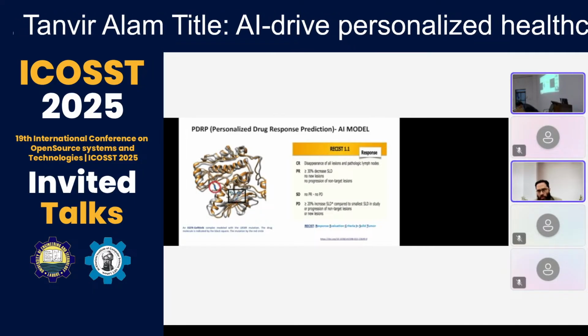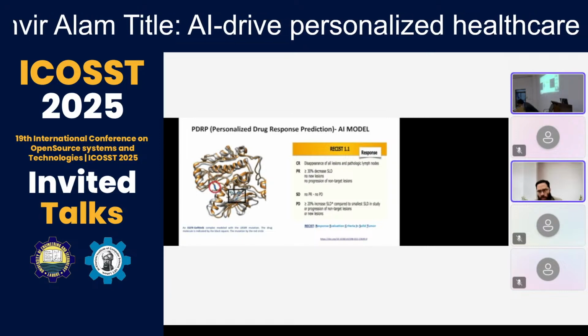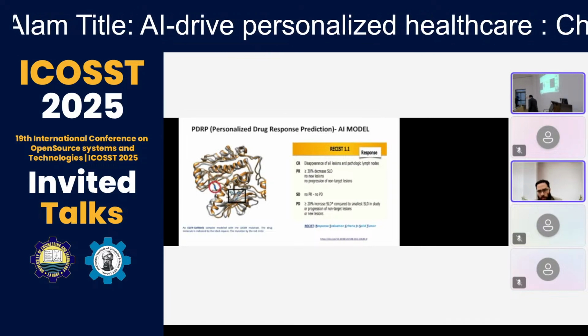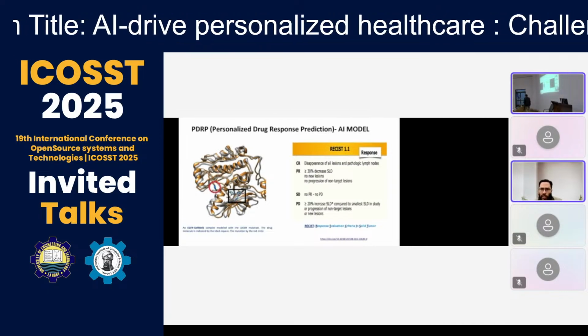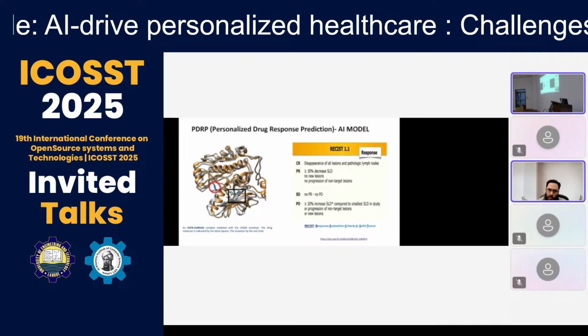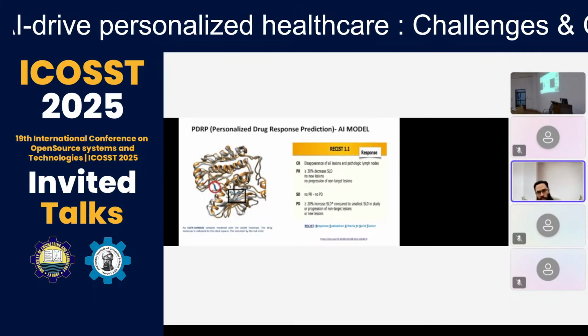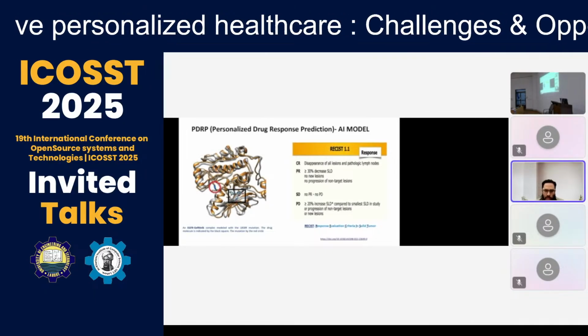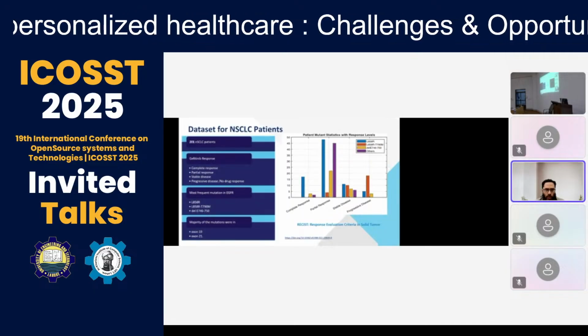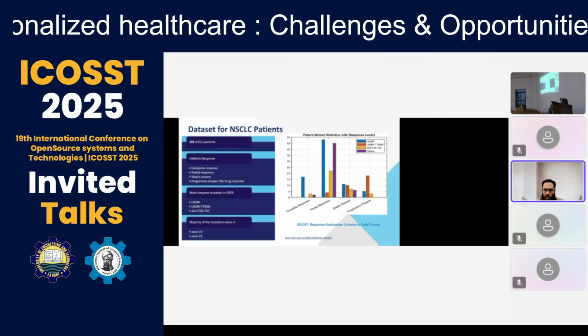And what is the drug response? Are the recommended drugs helping or reducing the tumor growth? Is the tumor completely disappearing or partially disappearing, or is the disease stable or not? Based on that, we developed an AI model.